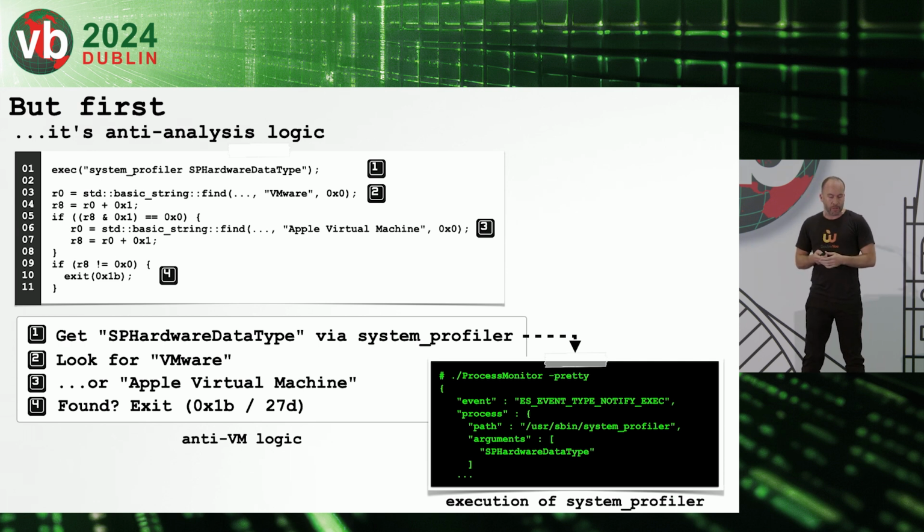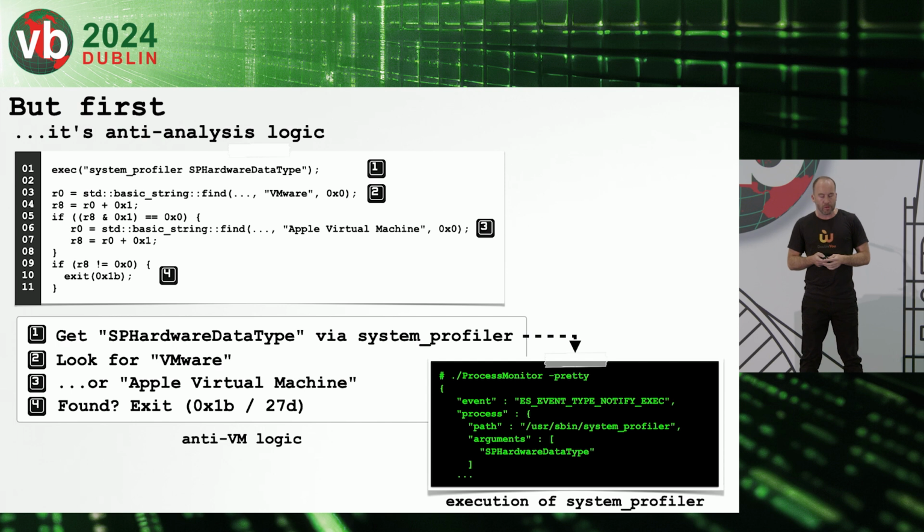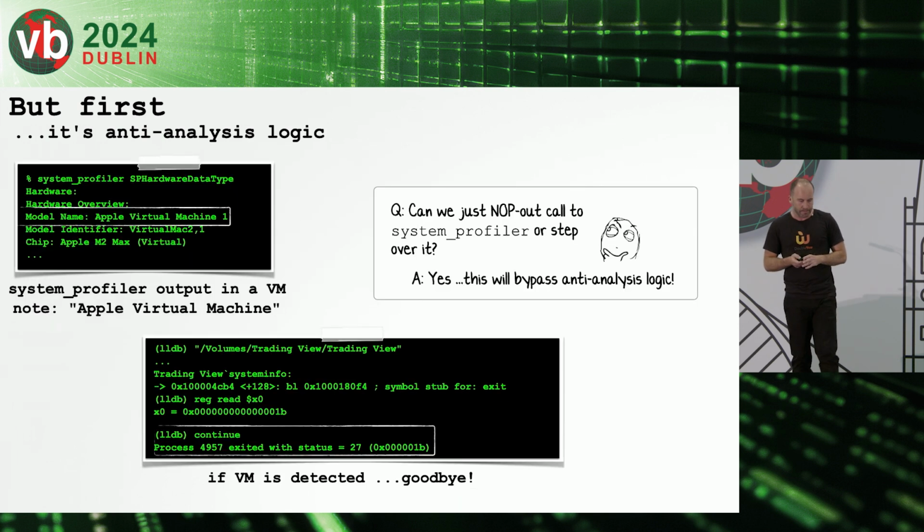We can see they're executing macOS's system profiler utility. That will give some information about the machine, including potential strings if it's running on a virtual machine. You can see it's checking for both VMware and Apple virtual machine. And if it finds either of those, it'll exit with 1B hex or 27 decimal.